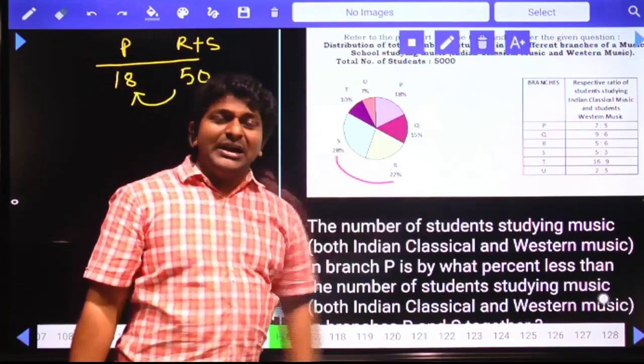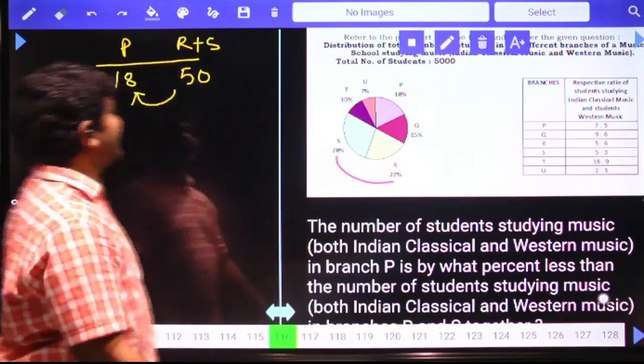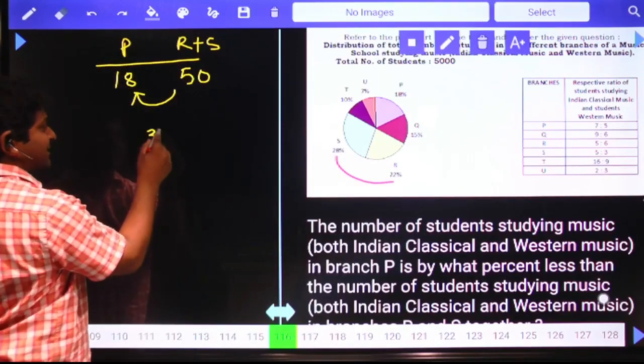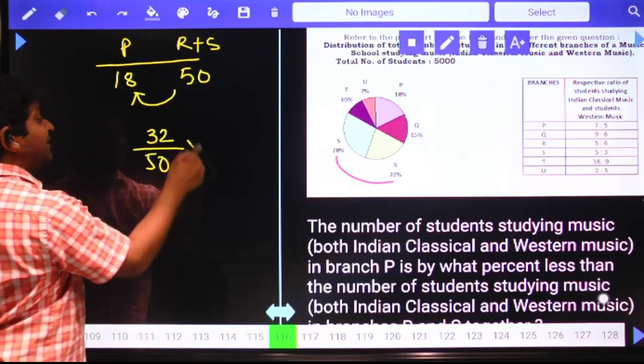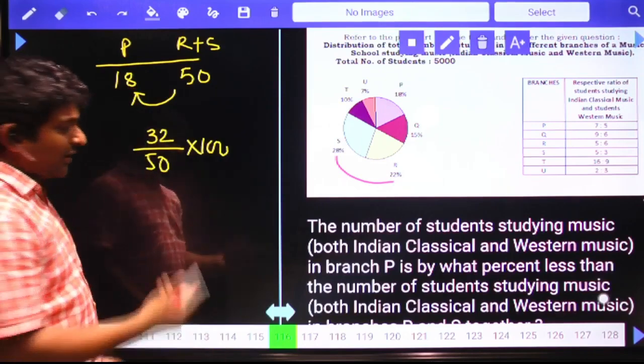I don't want to go for exact answer. I would like to just use percentages as it is. Now 18 is how much less than 50? 32 less. With respect to 50, percentage into 100. 50 ki 32 less ante 100 ki anta 64. Direct answer.